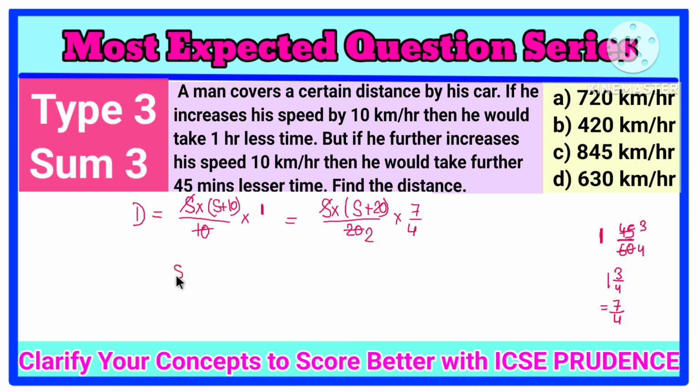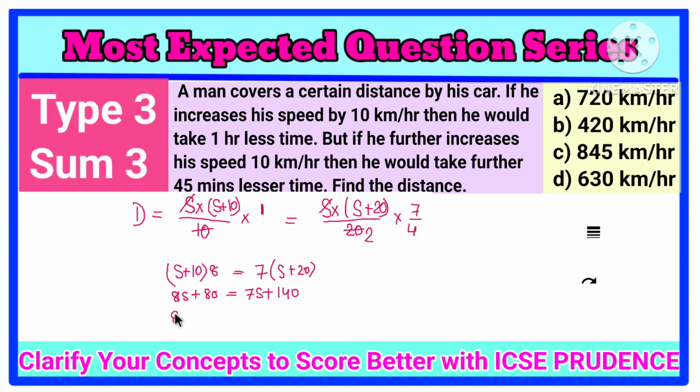So here you will get s plus 10 into 8 equal to 7 multiplied by s plus 20. Let us solve this. We are getting 8s plus 8 tens are 80 equal to 7 into s, that is 7s plus 7 into 20, that is 140. Let us take s on the same side. So 8s minus 7s will be equal to 140 minus 80.